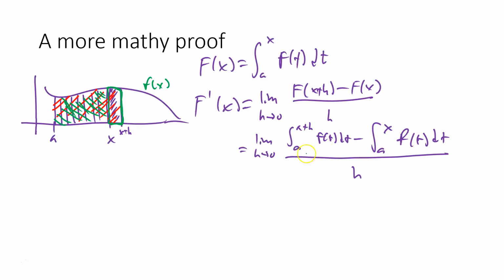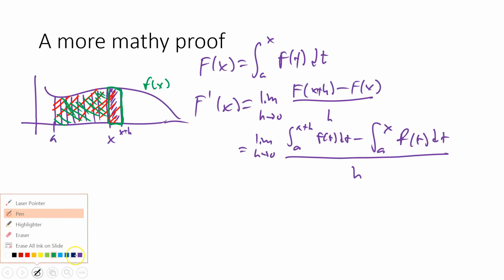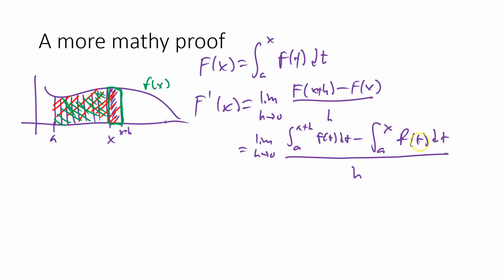So really we're using one of our integral properties. The top of this fraction is just the integral from x to x plus h. That's the only part of the area that's going to be left, because we're taking all the way to x plus h, and then we're subtracting off the part that goes to x. So this is the limit as h approaches 0 of the integral from x to x plus h of f of t dt, divided by h. So let's zoom in on that part.